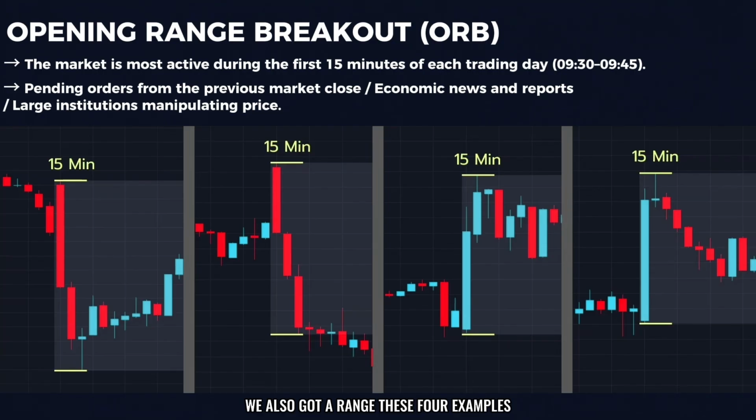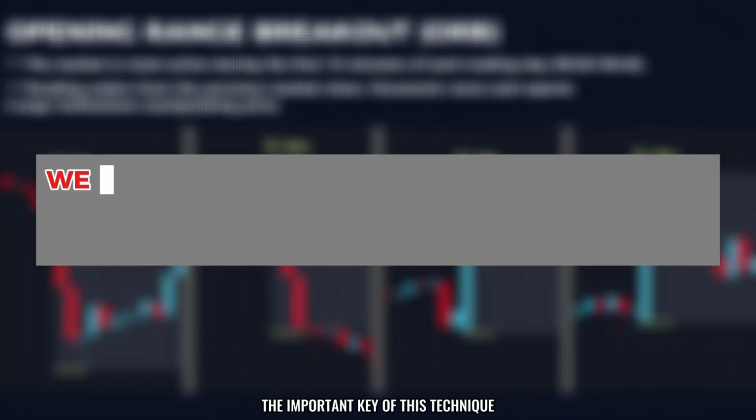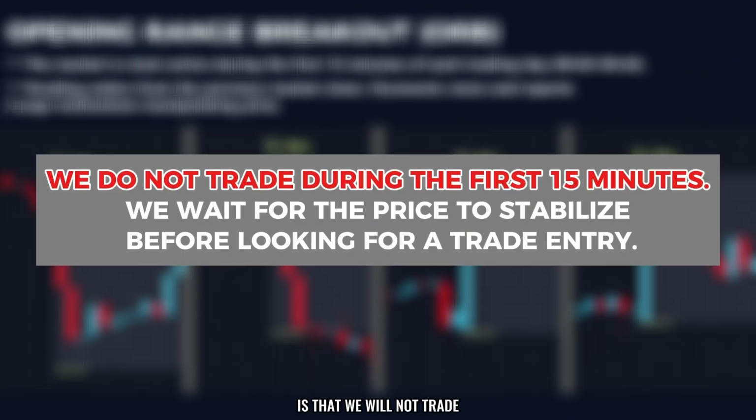In these 4 examples, you will see that the price is very volatile in the first 15 minutes. After that, the price may bounce or break out. The important key of this technique is that we will not trade in the first 15 minutes. We are not sure what will happen in that period. The price may fluctuate, or it may be a fight between the financial institutions. Therefore, we will wait for the price to steady and then find the time to enter the trade.